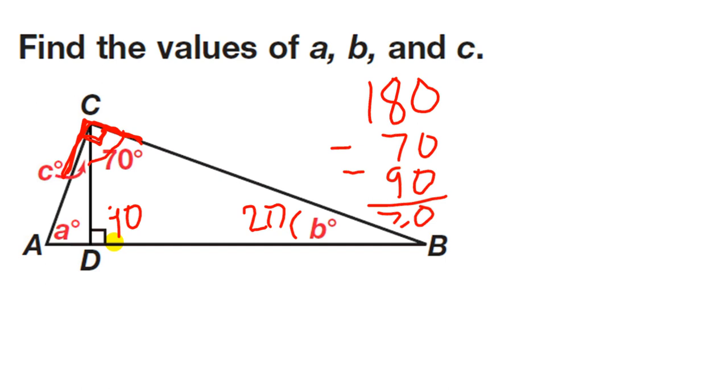We already know one part of it is 70. So what would the other part have to be? Remember, they add up to 90. So this has to be 20. So C is 20. I should write down B is also 20.